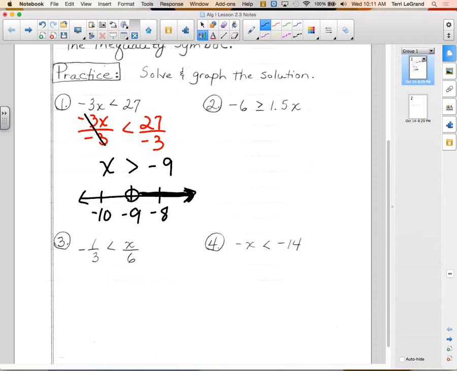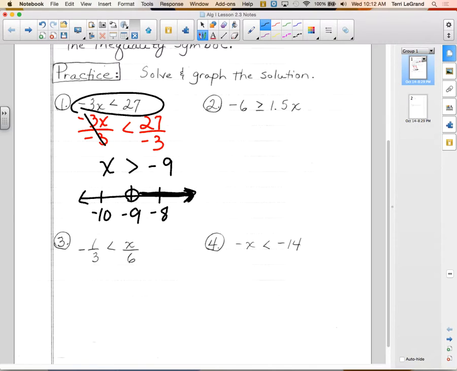So negative 3 times negative 7. What is that? That's positive 21, isn't it? We're back in the original statement here. So we have 21 is less than 27. True or false? True. Now, what would have happened if we hadn't remembered to reverse the inequality symbol?